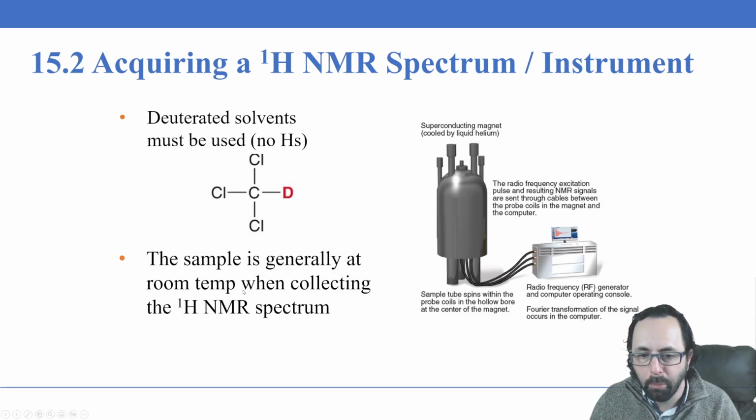Although the internals of the instrument are cooled by liquid helium, the sample itself will generally be held at room temperature. The sample will spin inside this large instrument, and that will average out any distortions in the magnetic field. The radio frequency pulse will be sent in from the instrument, and then the detector will send back a signal, and the Fourier transform will be done.